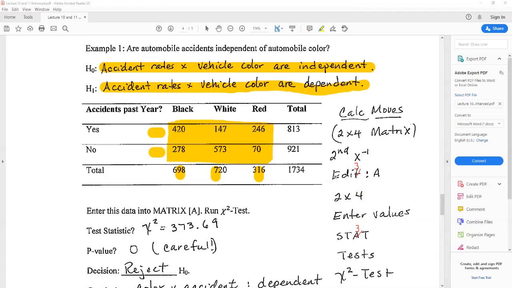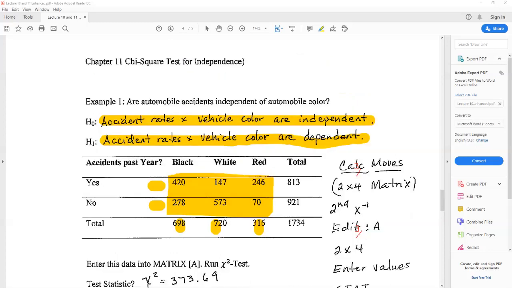So here's what we're going to do to test for independence. Select second function, x inverse, which takes you to the matrix menu. And your calculator should default to edit A, which means that's going to be matrix A. For simplicity, I would suggest that we always use matrix A. Once you get more accustomed to doing these types of problems and you can use other matrices, that's fine. But for learning purposes, let's stick to using matrix A.